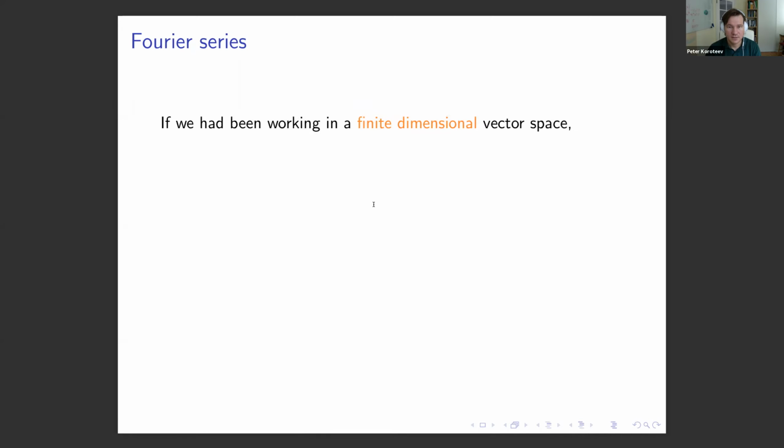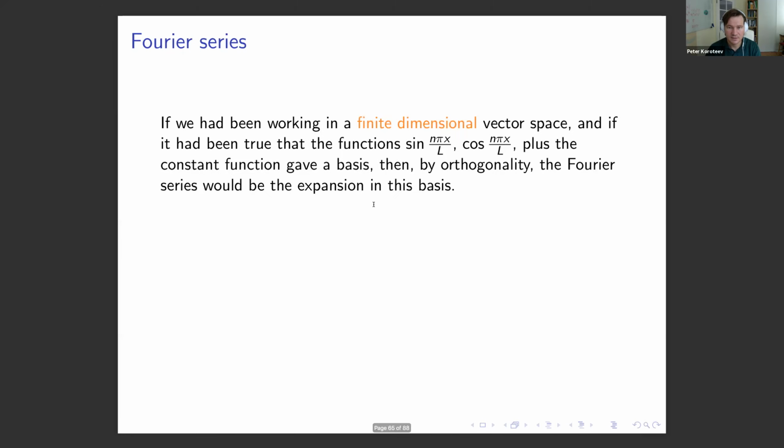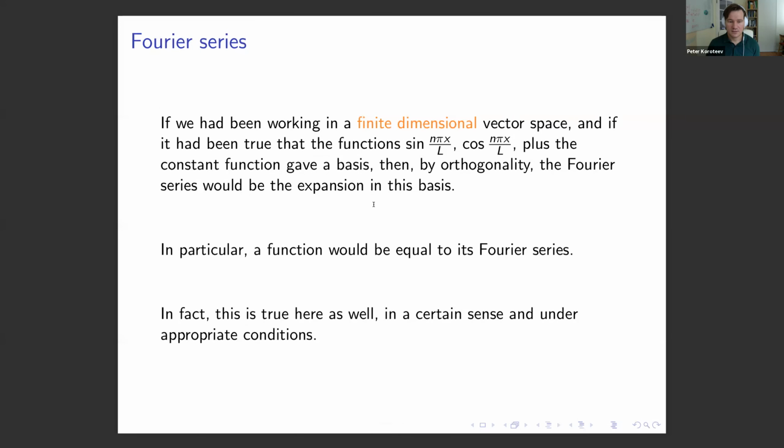Okay. Now, if we had been working in a finite dimensional vector space, it would have been true that these functions plus the constant give a basis. And then by orthogonality, the Fourier series would be the expansion in this basis. So in particular, a function would be equal to its Fourier series. In fact, this is true in this case as well. However, you need to impose some appropriate conditions, right? Because here the vector space formed by these functions for all values of n is not finite dimensional.